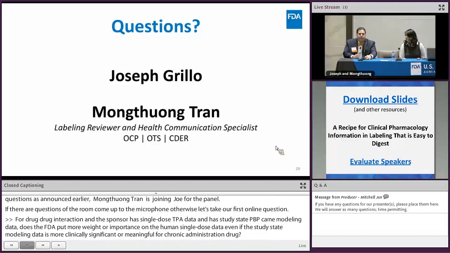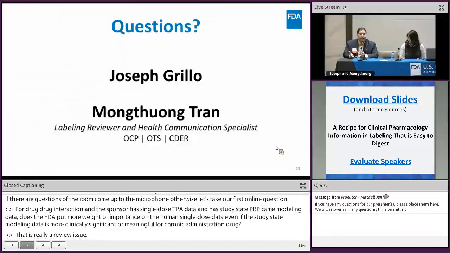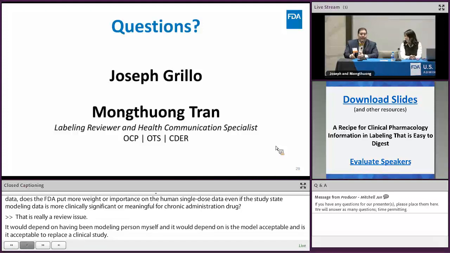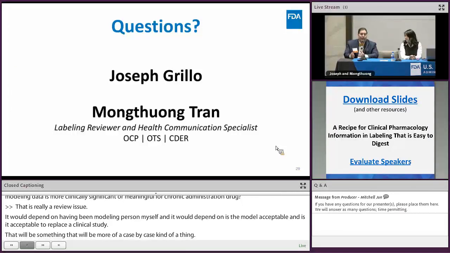That's really a review issue. Having been a modeling person myself, it would depend on whether the model itself is acceptable. Is it acceptable to replace a clinical study? So that's going to be more of a case-by-case kind of thing. But if it's deemed acceptable and it's in labeling, from a labeling perspective, it would ultimately depend on, like I say, it's a review issue. So if they were to assume that they were of equal weight, then it should be presented in the labeling as being equal.